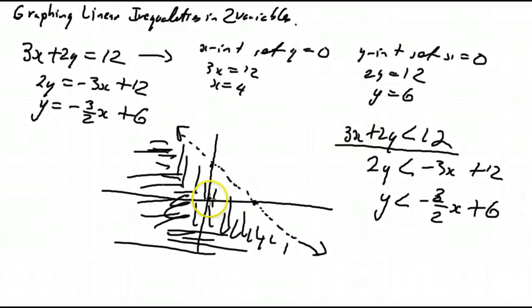And I generally use the test point 0, 0. If 0, 0 makes this true, then 0, 0 is in the region of solution and you would shade below. If 0, 0 were to make this false, it would not be in the region of solution and you would shade the other part, or shade above. And that's sort of the general idea with the linear inequality in two variables.